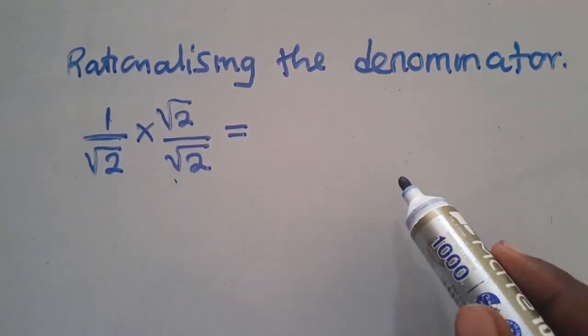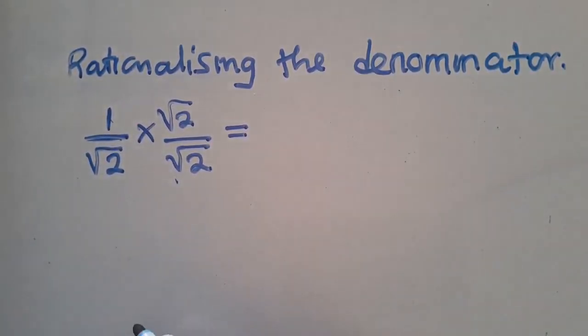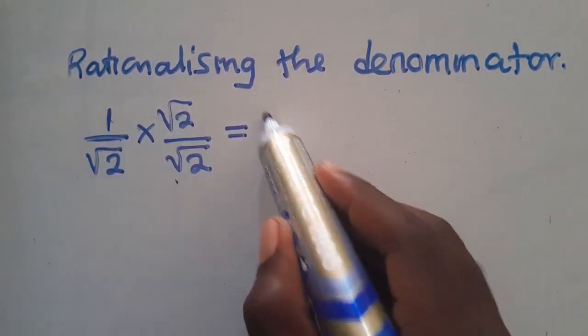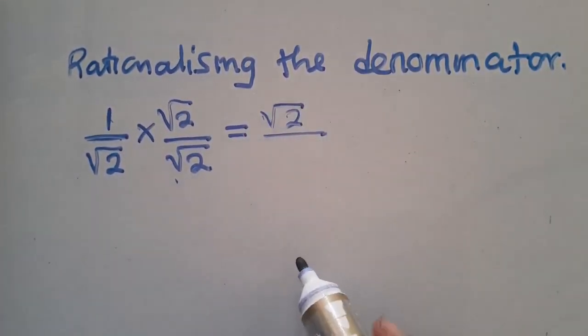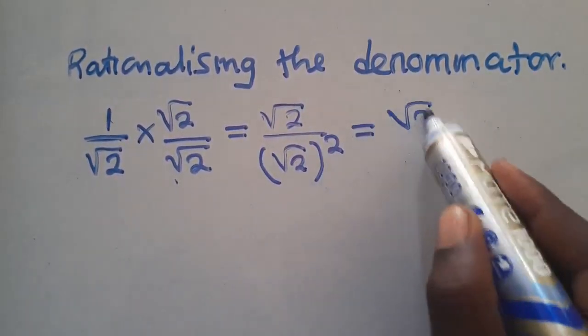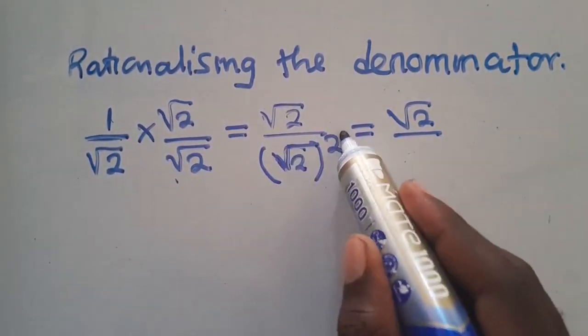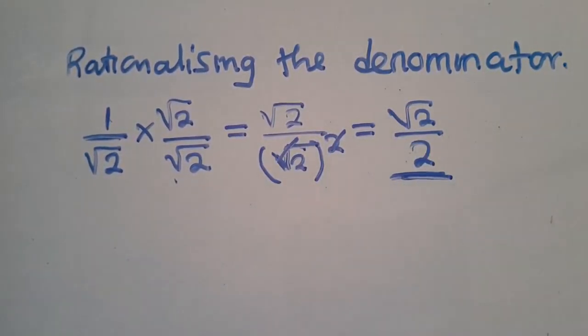Rationalizing the denominator, you want to remove the root which is down. So when you multiply, 1 times root 2 is root 2 on top, over root 2 squared, which is equal to root 2 over root 2 times root 2. The square and the root cancel out, and you're going to remain with a 2. So this will be your answer. You've rationalized the denominator.